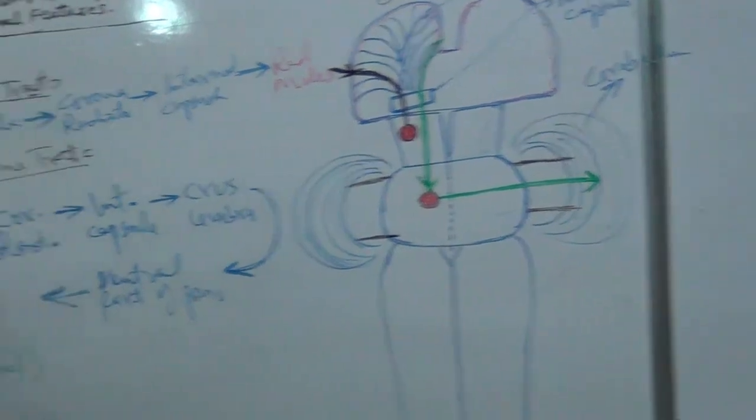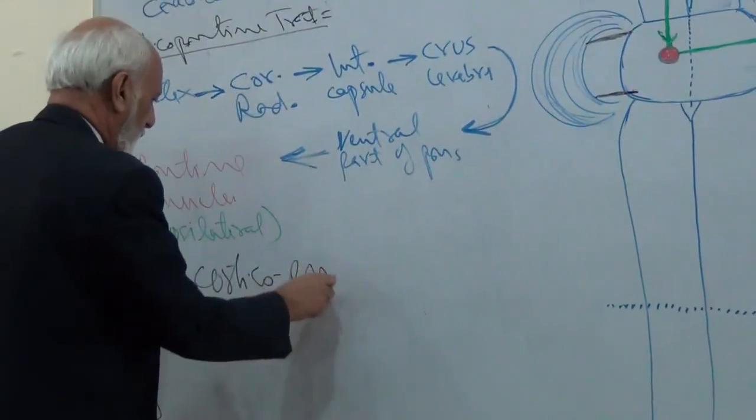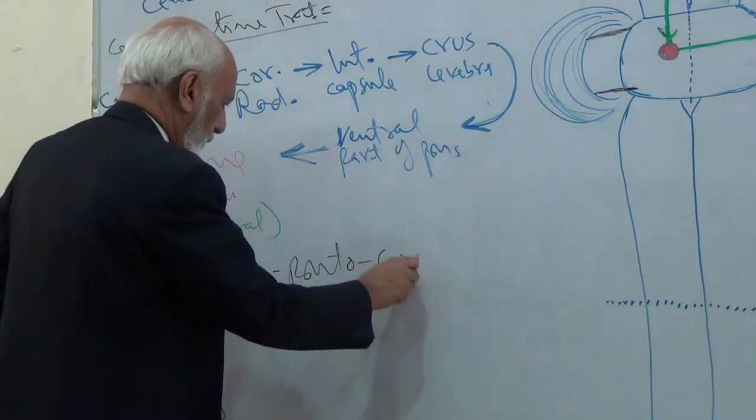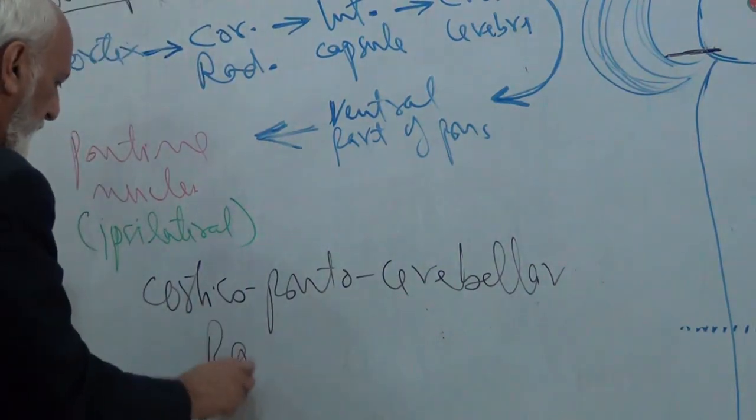What is this path known as? Cortico-ponto-cerebellar pathway.